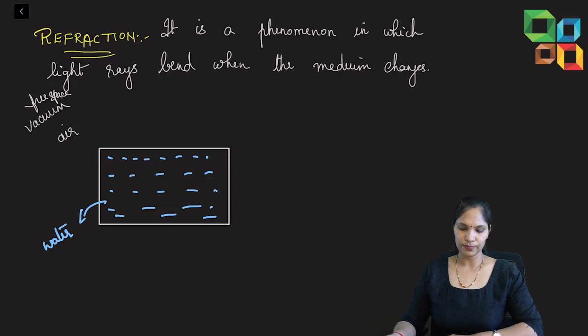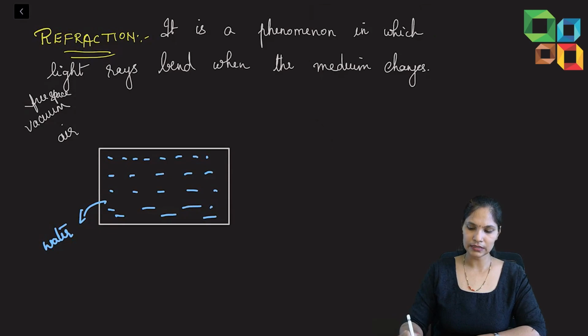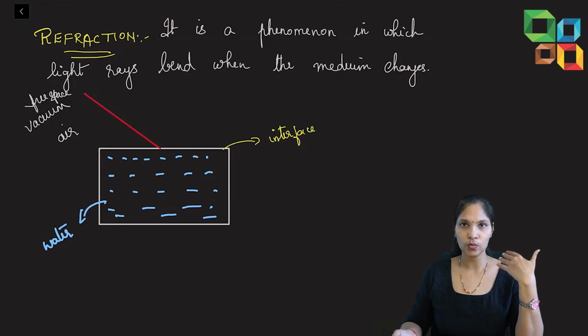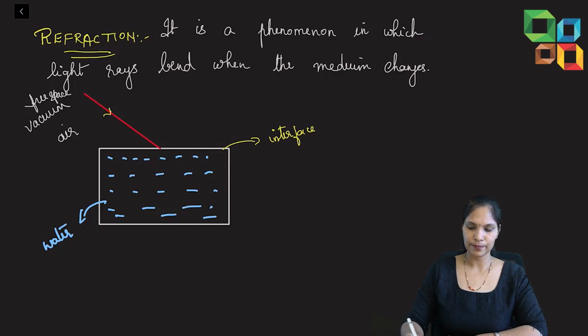Okay. Now, water is there and outside there is air medium. Now, light is coming in the air medium, coming like this. And now it touches the interface of the two media. What is that interface of the two media? This is the interface of two media. It's a boundary which separates the two media. Above that, it's air medium. Below that, it is glass medium or water medium, whatever it is. So that is the interface.